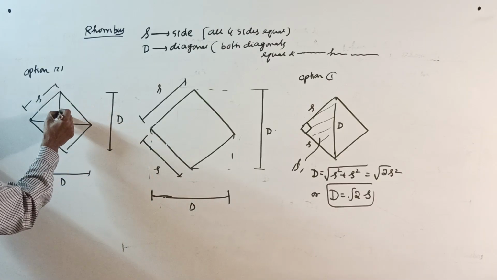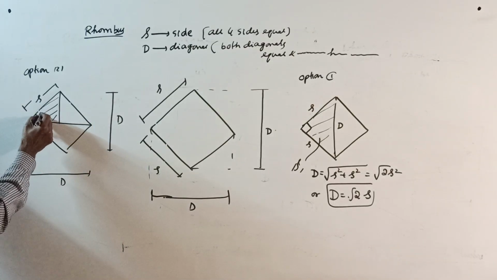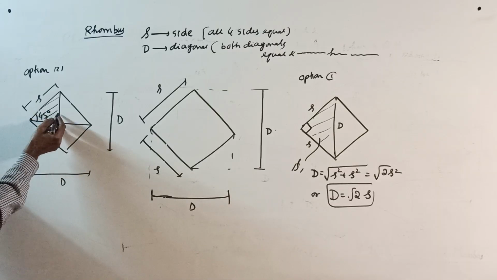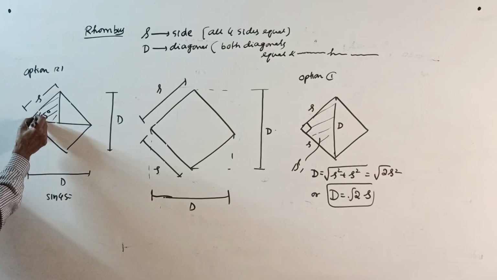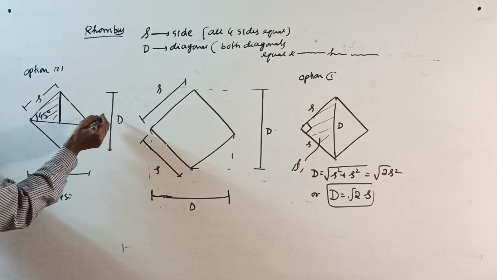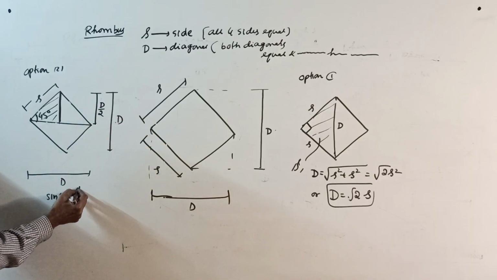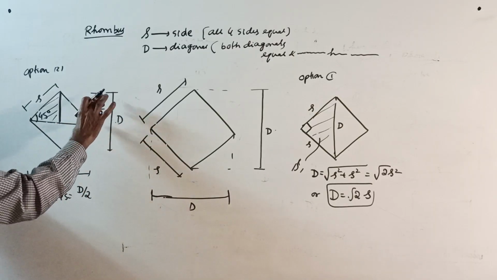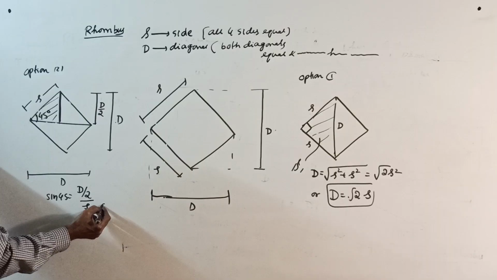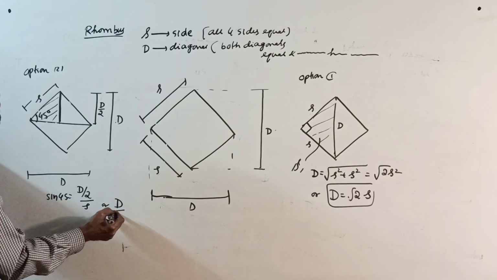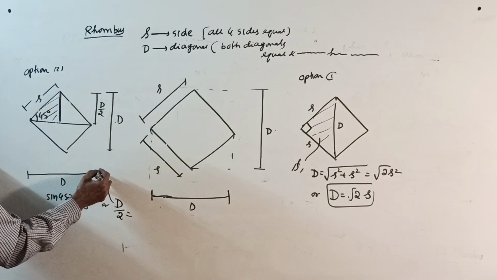You take the right angle triangle here. See here. This is 45 degrees. Now you connect here. Sin 45 equal to this side. If this is diagonal, this will be D by 2. It is D by 2 divided by s. Or you can tell D by 2, that is half the height or half the diagonal. D by 2 means half diagonal.